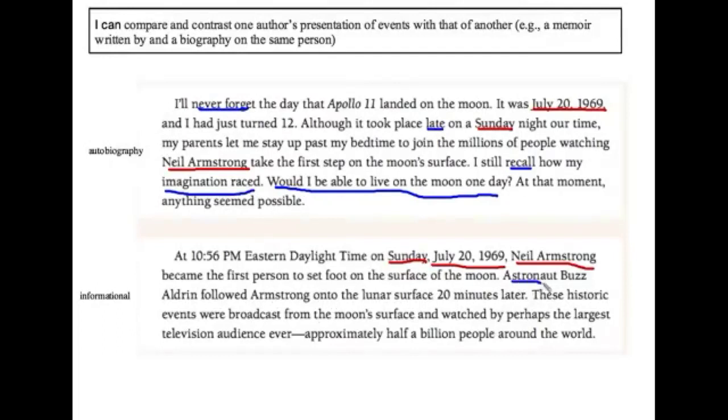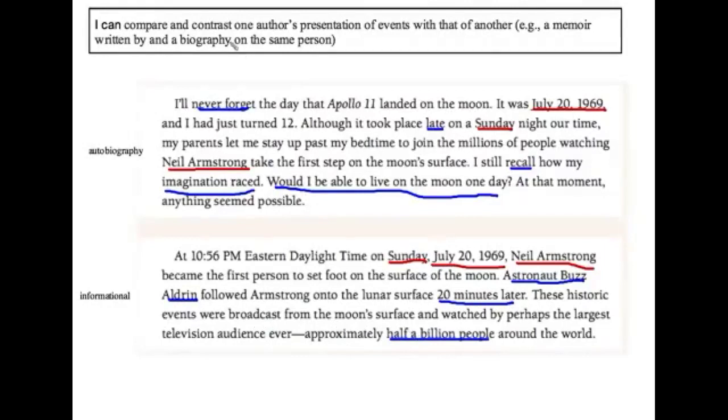It introduces us to astronaut Buzz Aldrin, whereas in the first article we don't even know that there was a second person who followed up. It talks about how there were more events that followed 20 minutes later. It talks about how there were additional people watching this, that 500 million people around the world were watching, and how it was being broadcast, and that basically all the world was following this.